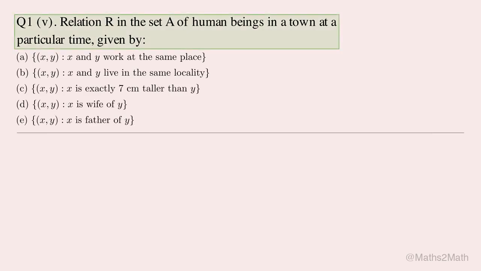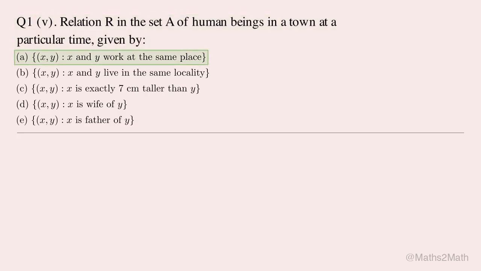Part 5 of question 1. The relations now live on the set of human beings in a town at a particular time. Relation A, x and y work at the same place. Relation B, x and y live in the same locality. Relation C, x is exactly 7 centimeters taller than y. Relation D, x is the wife of y. And relation E, x is the father of y.